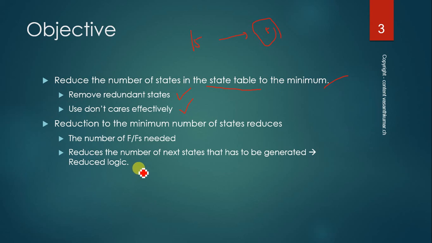So reduction to a minimum number of states reduces the number of flip-flops that are needed, which is a primary requirement in case of any integrated circuit or any typical thing which requires miniaturization. Miniaturization means reduction of its size also. Okay, if the number of flip-flops is reduced, what happens? Automatically the physical size of the thing will be reduced. It also reduces the number of states that have to be generated. That means your actual logic requirement will also come down.